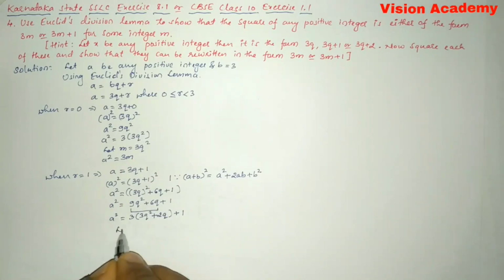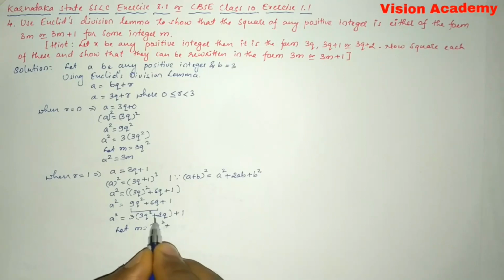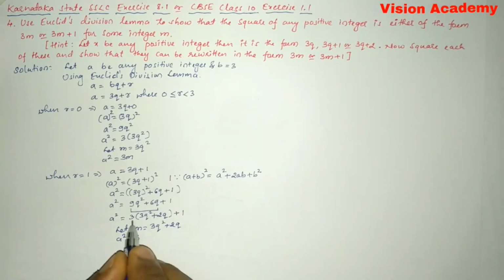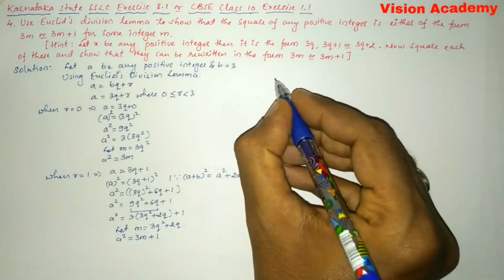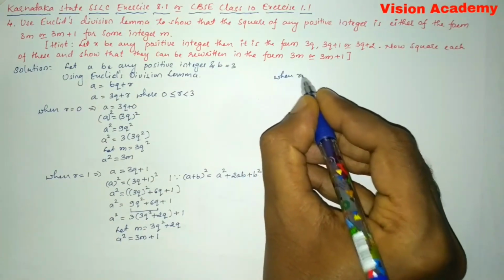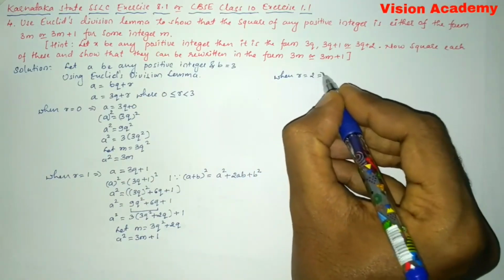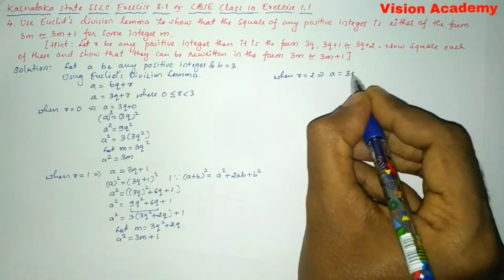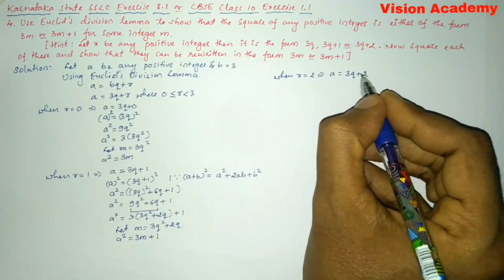Now let us write, let m is equal to 3q square plus 2q. Here we can write a square is equal to 3m as it is. When r is equal to 2, we will get a is equal to 3q plus 2.